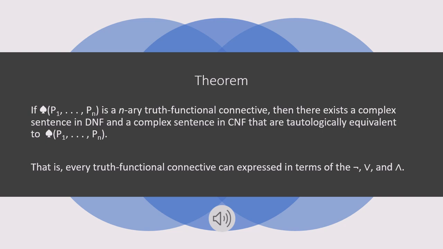Now, again, the proof of this theorem is just to follow the algorithm that we mentioned before, and you'll produce a sentence either in DNF if you follow the first algorithm, or CNF in the second one. And again, it's not so much that we want that particular sentence, but that it can be done, and that we don't really need to introduce any other new connectives in order to express all of the truth functional expressions that we would like to make.